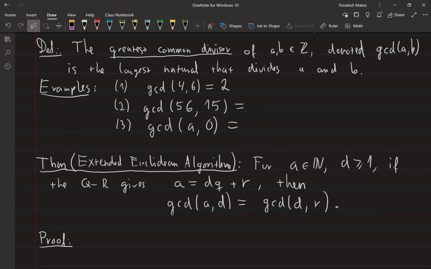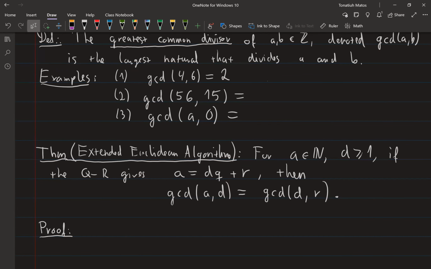So maybe let's do a few examples before. So who can tell me what the answer is to example number 3? What is the greatest common divisor between a and 0? Everything divides 0. So any number is a candidate to being the GCD of anything and 0, right? Who can tell me the answer?